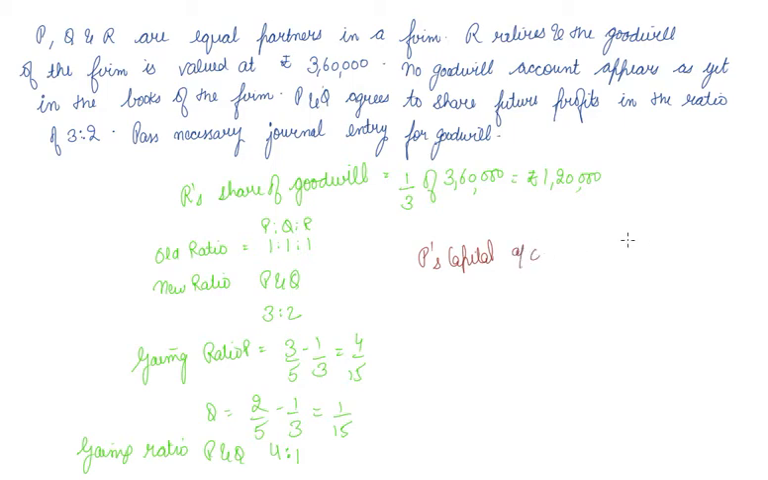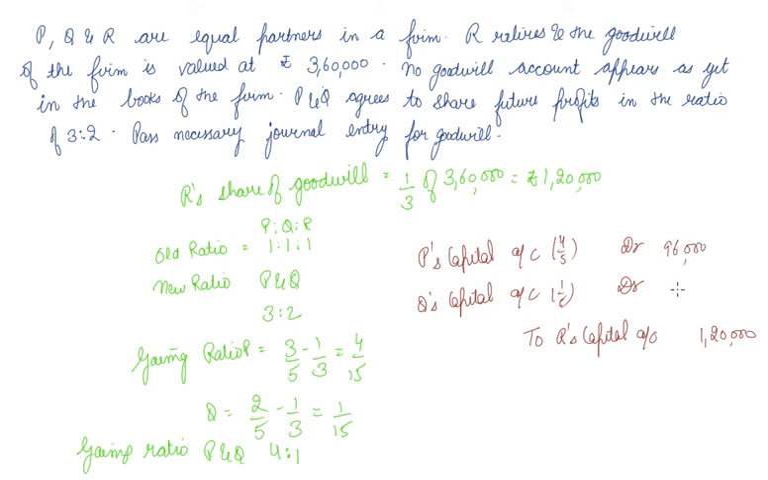So now we'll pass the entry of goodwill, that is gaining partners, that is P's capital account debit, Q's capital account debit, to retiring partner, that is R's capital account, 1,20,000. This 1,20,000 is divided in the ratio of 4/5 and 1/5, because of the 4:1 gaining ratio, that is 96,000 and 24,000. So this entry will be passed for the goodwill.